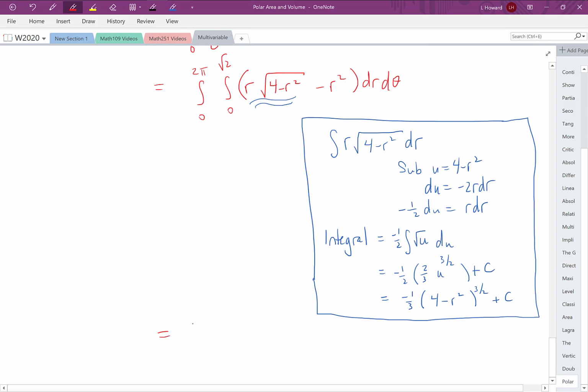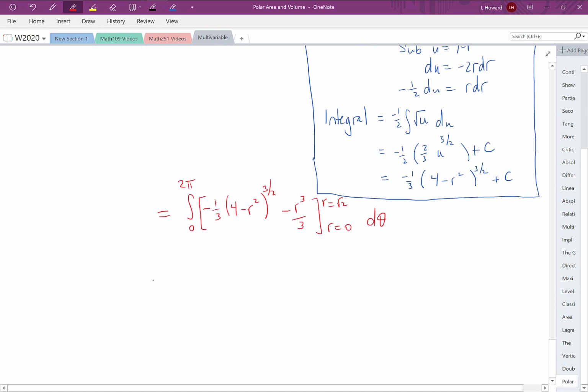So picking up where we left off, we have the integral from 0 to 2 pi. I'm going to write the d theta at the back. And we're actually going to do the inner integral here. Let's integrate with respect to r. We know the first term would come out to minus 1/3, 4 minus r squared, to the power 3/2, thanks to our substitution. And if we then integrate minus r squared with respect to r, we'd have minus r cubed over 3. Okay, so this entire expression has to get evaluated at r equals root 2 and then r equals 0 before we can do the integration with respect to theta.